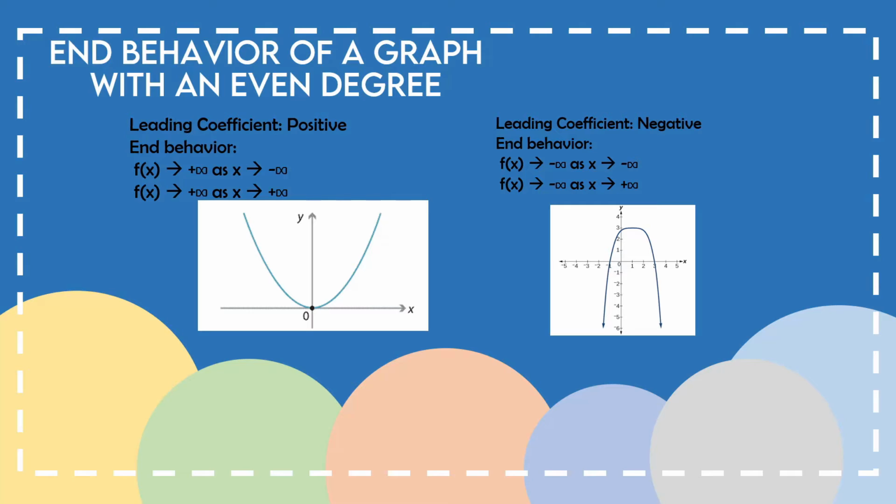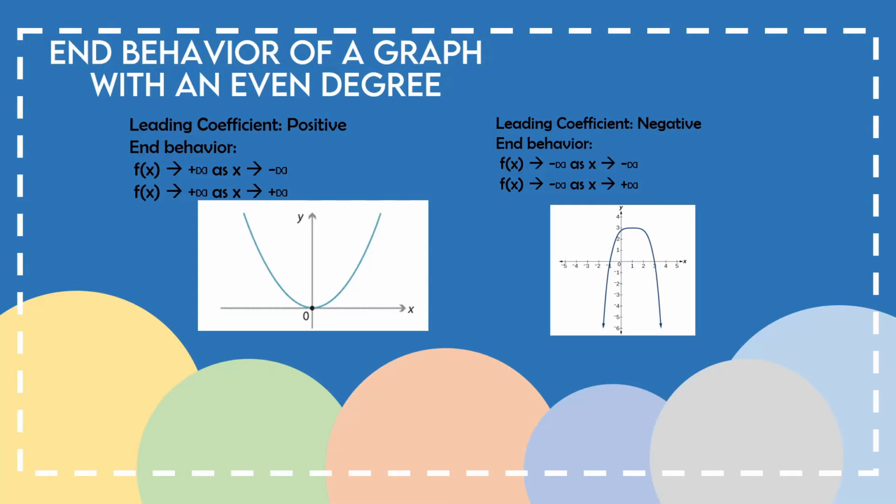So, in the example on our left, the leading coefficient is positive, and an easy way to determine if the leading coefficient is negative or positive is with the right side of the graph. If the right side is facing up, then the leading coefficient is positive, and if the right side is facing down, as seen in the right example, then the leading coefficient is negative.